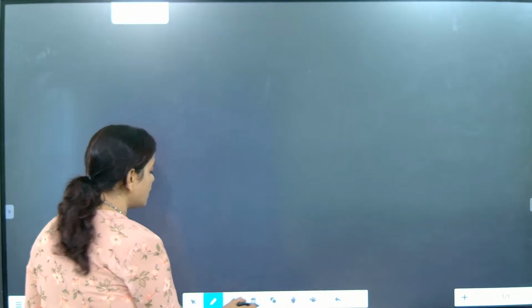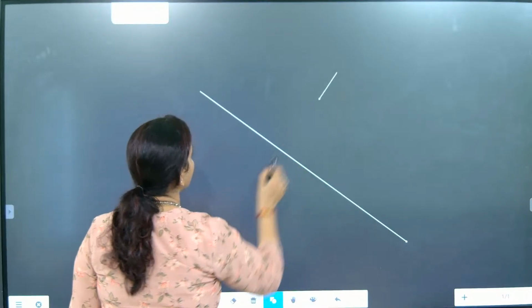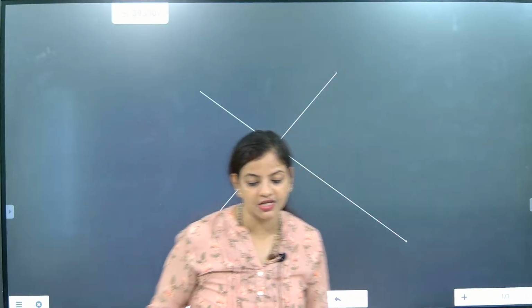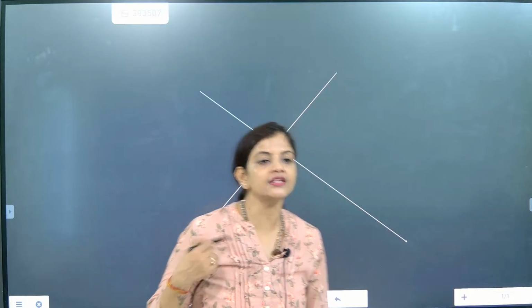So now let's have a clear-cut picture. So this is one line and this is another line. Understood? When the two lines are intersecting each other, I am not talking about bisecting, I am talking about intersecting.